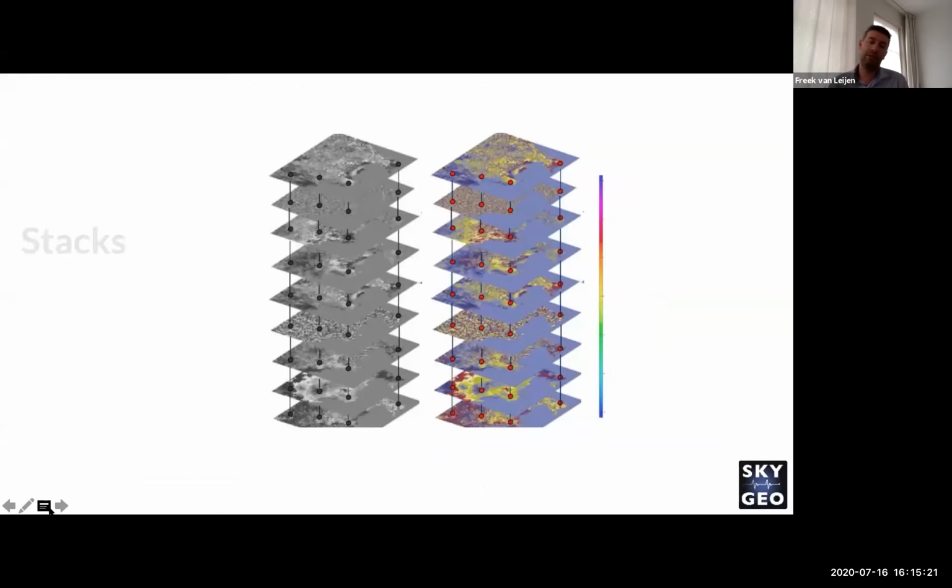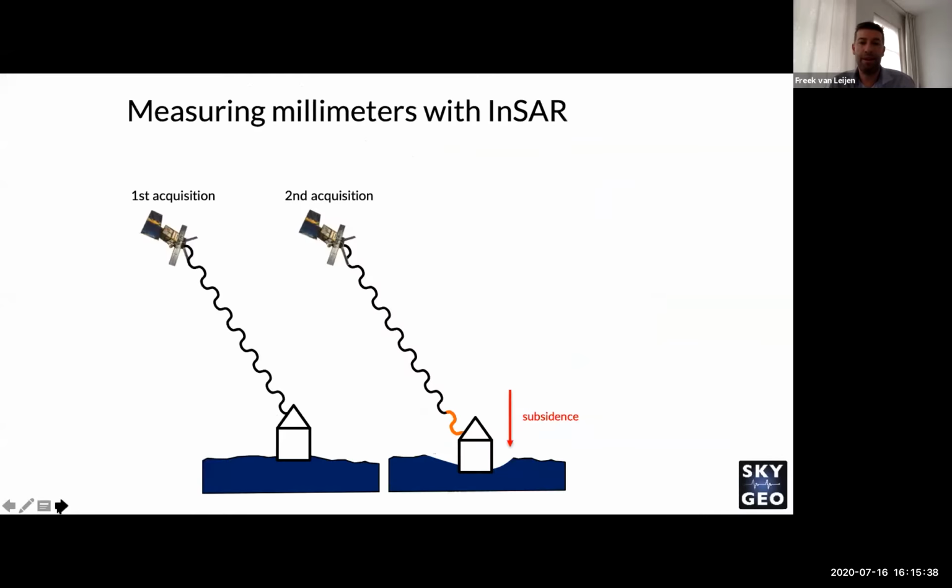But as I mentioned, we not only use two of those images, but typically we use all available images over a certain area. And this can be hundreds of images that are available. And based on this, we try to derive information. Now, again, a similar picture. We have the situation of a transmitted signal. This travel path may become longer because of subsidence, for instance, and we try to measure this change.